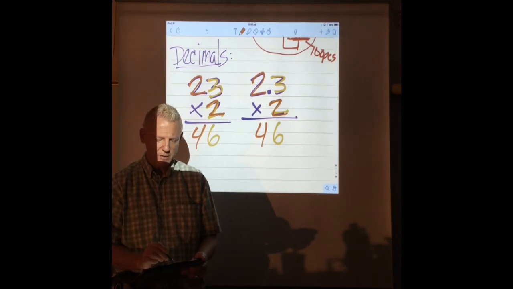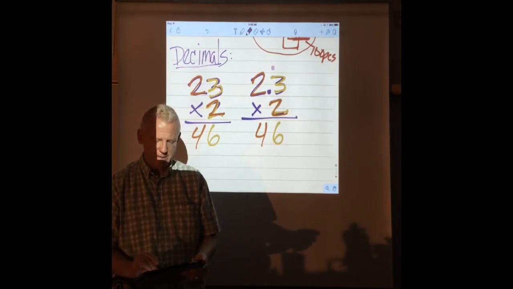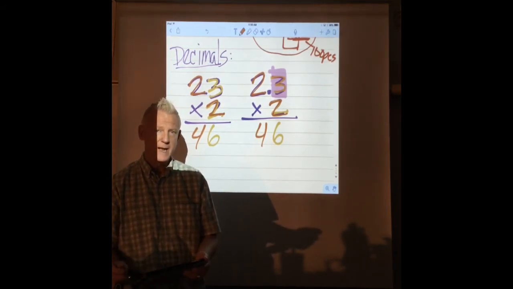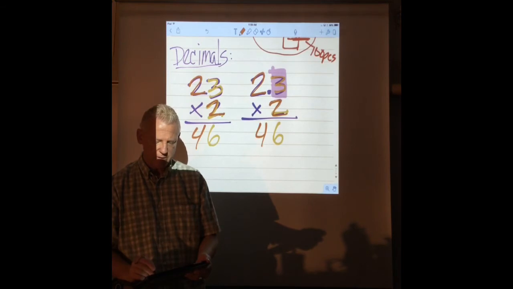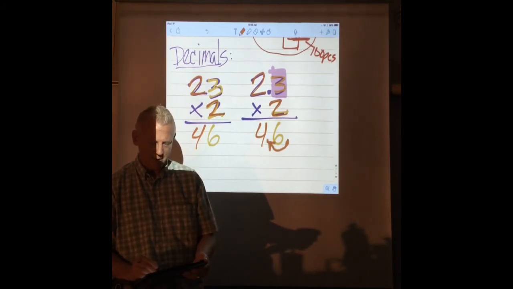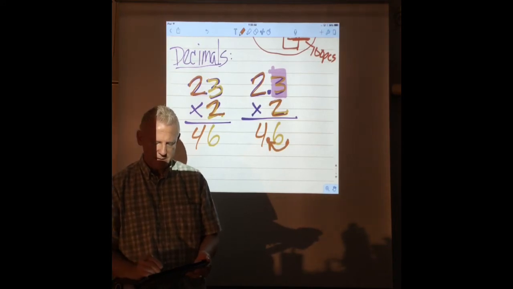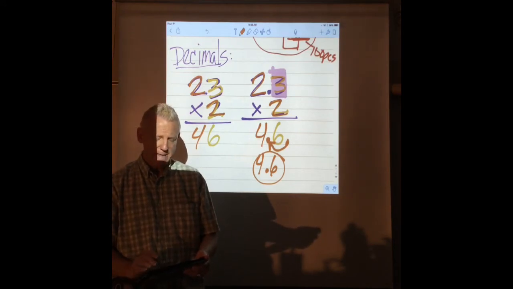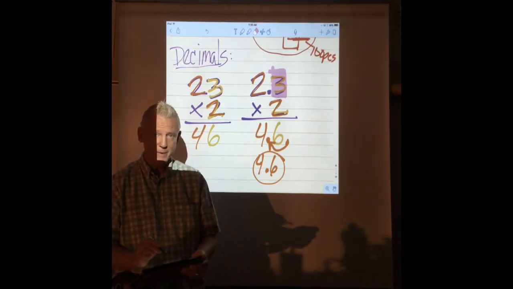Now we're going to ask the question, how many places are behind the decimal? Now this highlighted area that I just highlighted, how many places is that? That's 1. So we're going to start here, and we're going to move our decimal over 1 place. So our answer is 4.6. Okay? And that's how easy decimals can be.